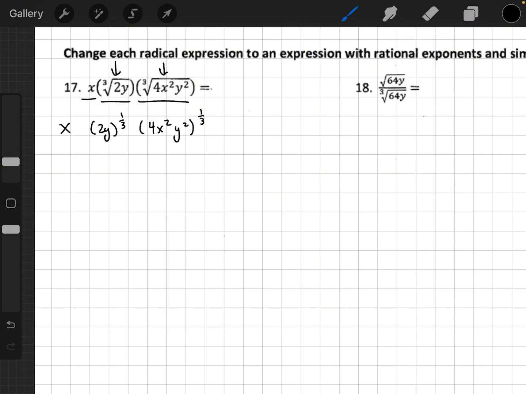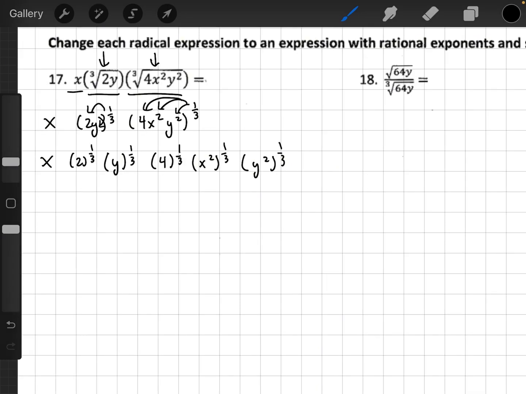Now to work through these problems, I suggest memorizing the properties of exponents or having them down on a piece of paper next to you. So to work through this, we'll have x, then we'll distribute this 1/3 to both terms. So we'll have 2 to the power of 1/3 and y to the power of 1/3. Same thing for this term, we'll distribute to all three parts. So we have 4 to the power of 1/3 times x squared to the power of 1/3 times y squared to the power of 1/3.